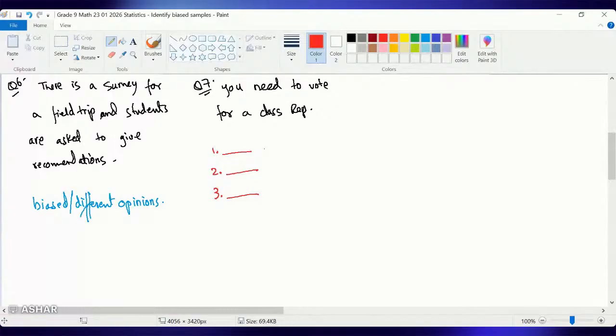They could be friends with student 1, someone could be friends with student 3, someone does not like student 2, right? The choice number 2, that means this is biased. Whenever it's choice based, whenever they don't have an equal chance, then it means there is bias.